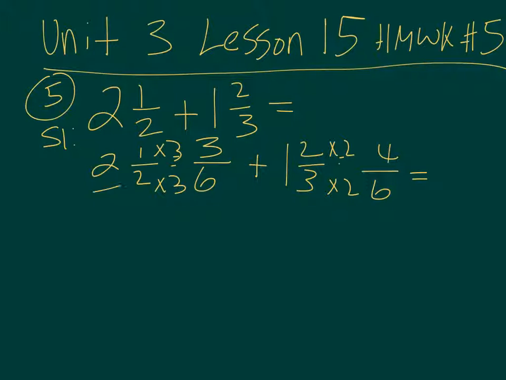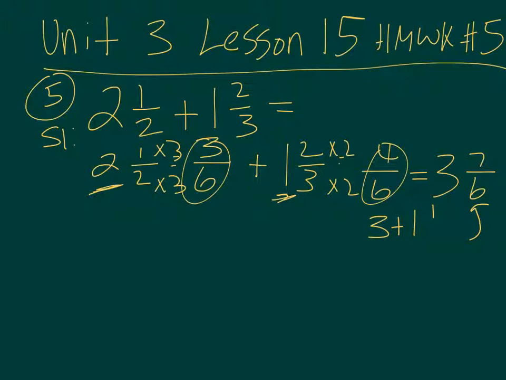And when we do, 2 plus 1 is 3. And 3/6 and 4/6 is 7/6. Now, you cannot leave any fraction improper. So this fraction here would be 1 1/6. So it'll be 3 plus 1 1/6, which equals 4 1/6. So now we know that the second segment is 4 1/6.